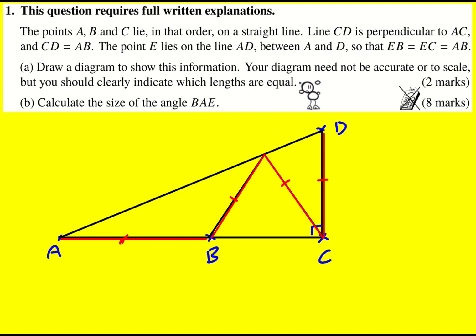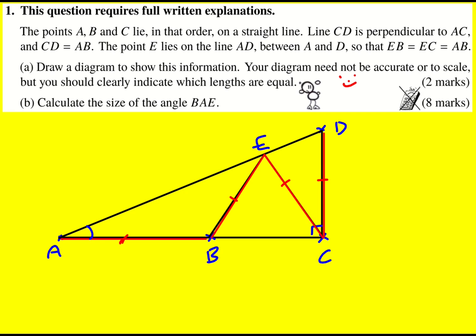So I've actually done part A, draw a diagram to show this information. Diagram need not be accurate or to scale, and you can see mine is not, but it should clearly indicate which lengths are equal, which I feel I have done. We're then asked to calculate the size of the angle BAE. Oh, sorry, I didn't actually add on that this is E. So angle BAE is the one that is in between these two lines. It's going to be this angle here. That's the one I want to find.